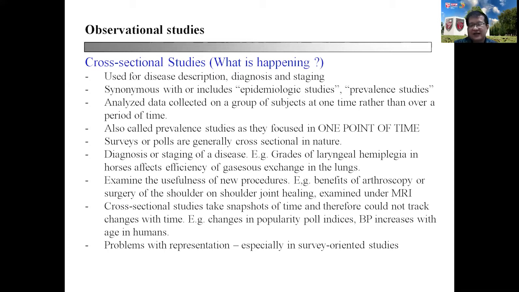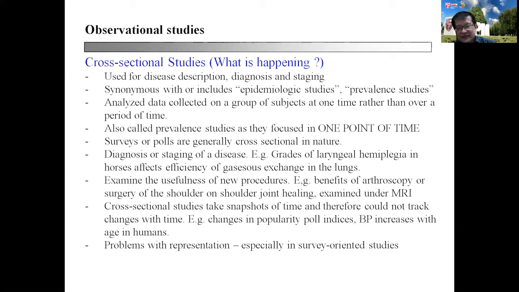For example, grades of laryngeal hemiplegia in horses affect efficiencies for gaseous exchange in lungs, and laryngeal hemiplegia may be classified according to their grades. And these cross-sectional studies allow us to examine the usefulness of new procedures. For example, the benefits of arthroscopy or surgery of the shoulder on shoulder joint healing when examined under the MRI itself.